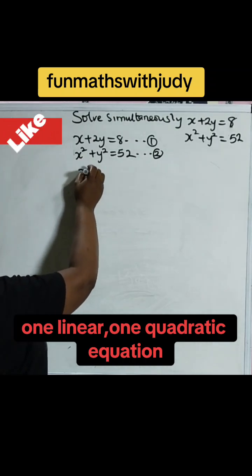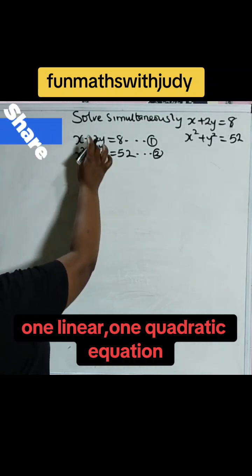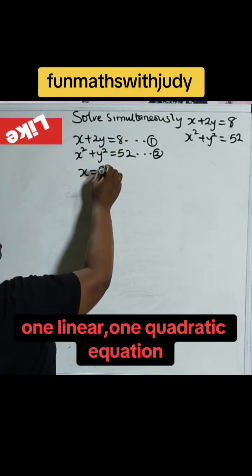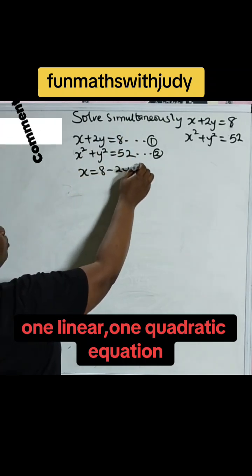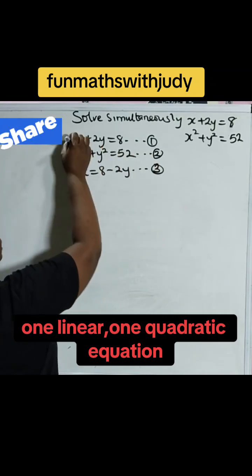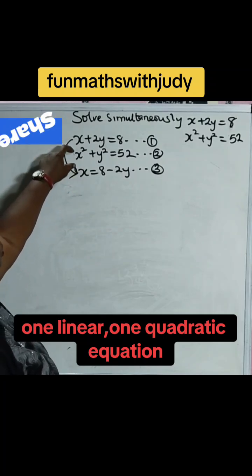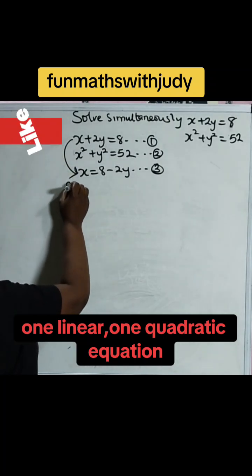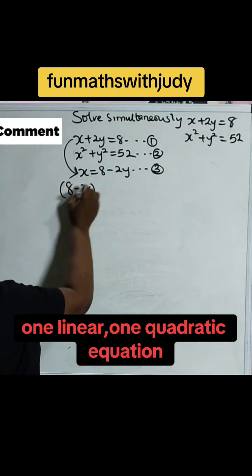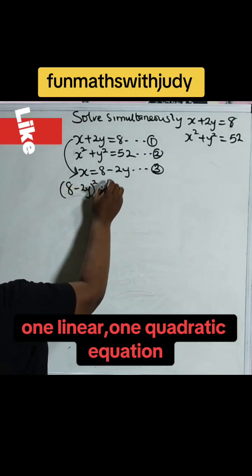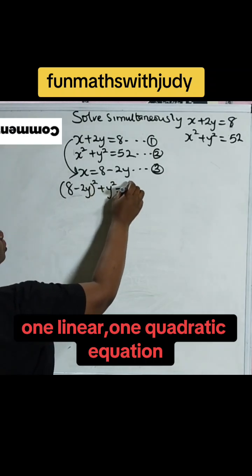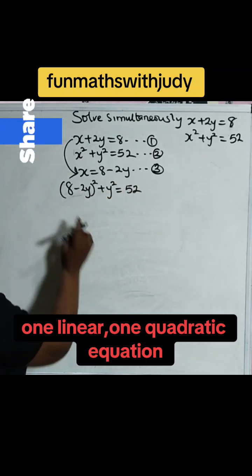Now we'll say from equation 1, let's make x the subject formula. So we have x is equal to 8 minus 2y. We'll call this equation 3. Okay. Now let's substitute equation 3 in equation 2. We have (8 minus 2y) squared plus y squared is equal to what? 52. Now let's expand this.